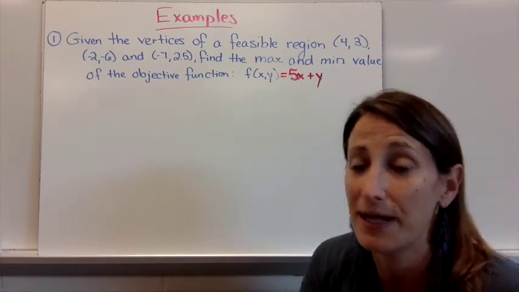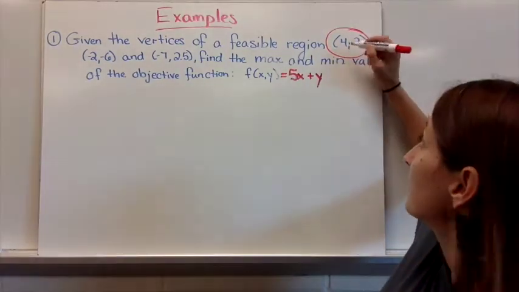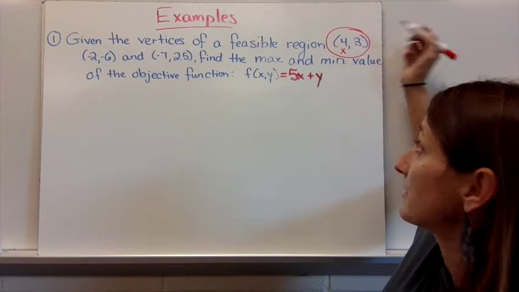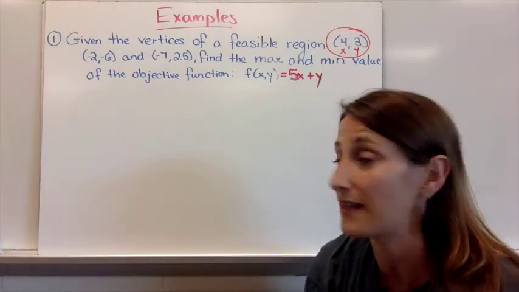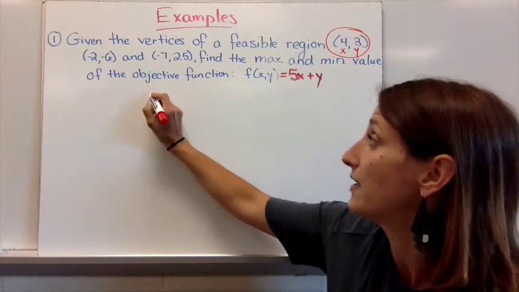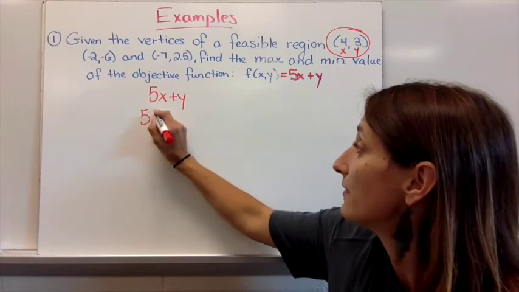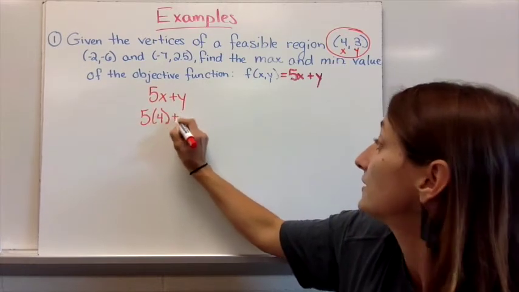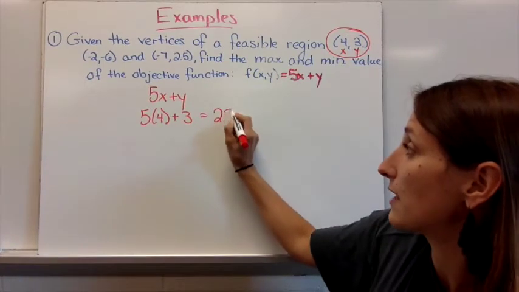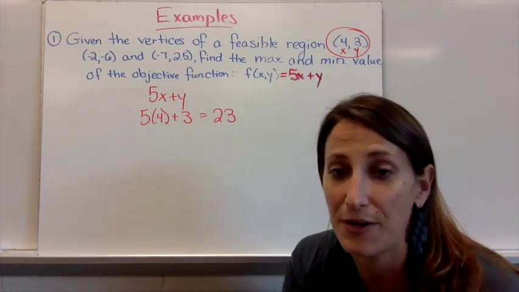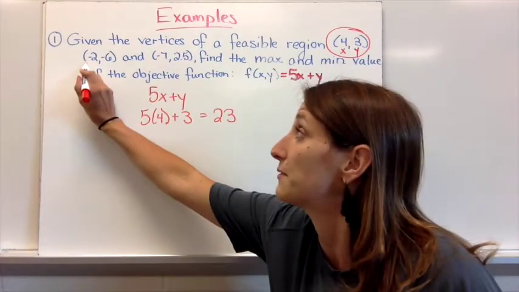If I want to find out which one is the maximum or minimum, I'm going to take this point here, start with the first one, and plug in. The first part of your point is always x, and the second part is y, it stays in alphabetical order, not that complicated. So I have 5x + y now becomes 5 times 4 plus 3, and that is 20 plus 3, so I get 23 for my value. Well, I don't know if that's a maximum or minimum yet because I haven't compared it to the others. So I'm just going to move on to the second one.